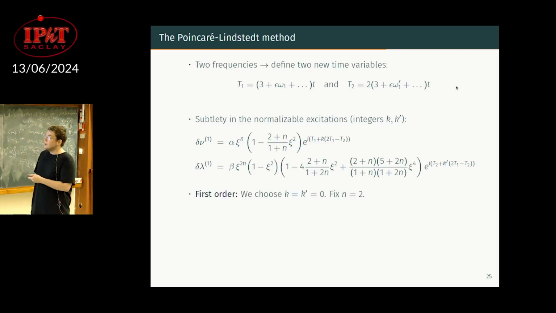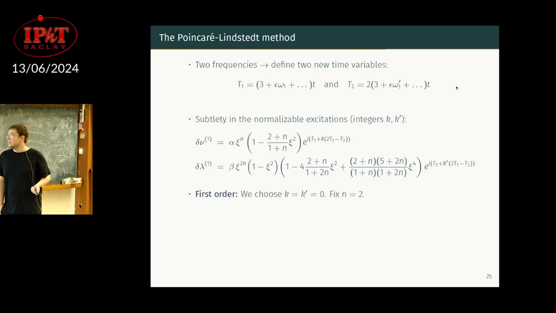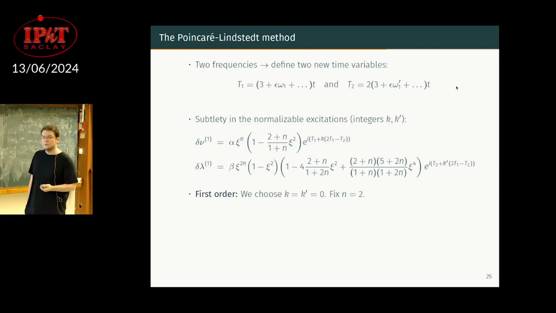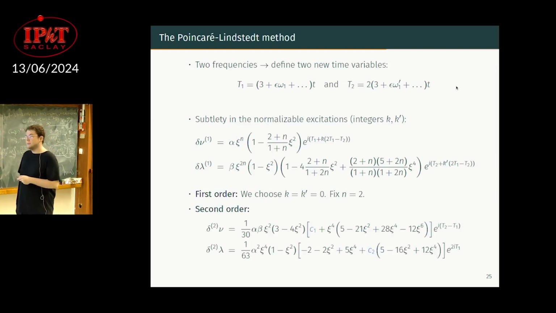So at first order, I can make a choice. I can simply say k equals k prime equals 0. I want to study these perturbations. I will also fix n equals 2 for simplicity. But at higher orders, it's more of a problem, right?